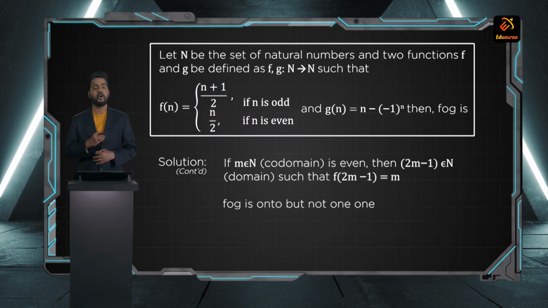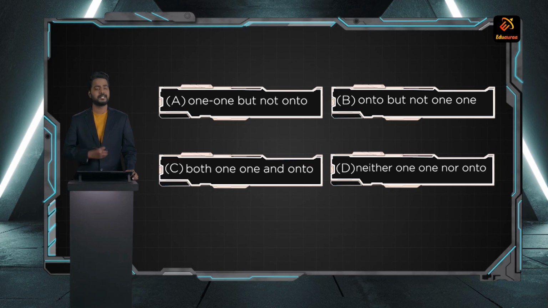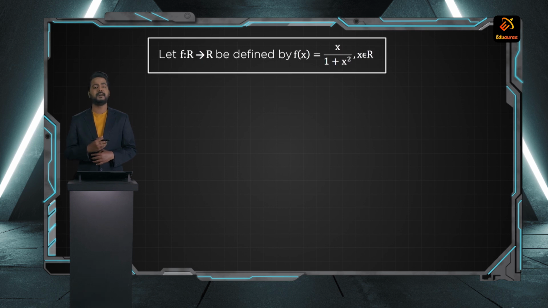So the function is onto. So what will the answer be? The function is onto but not one-to-one. Understood? So the option which is correct is option B. Understood?